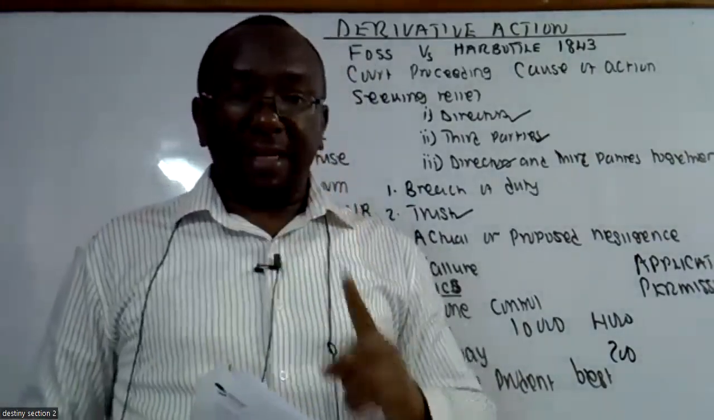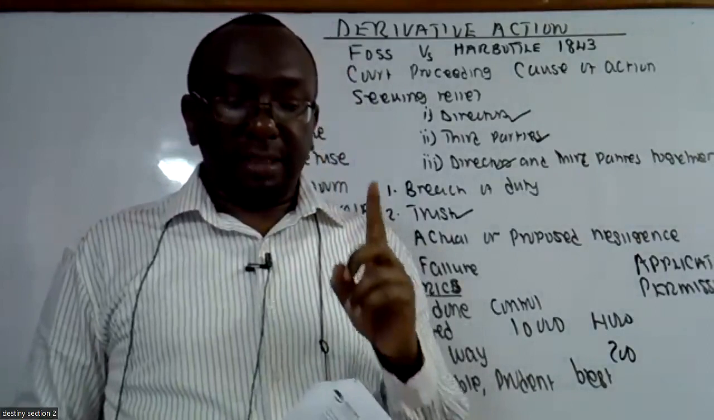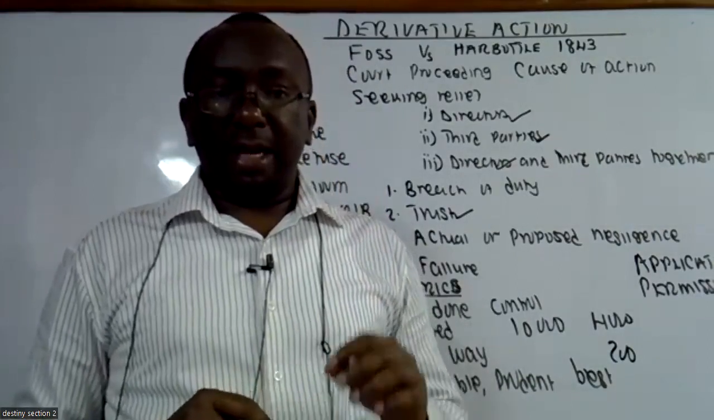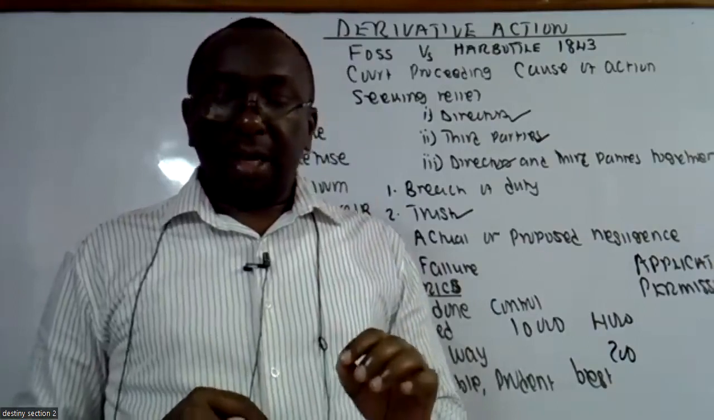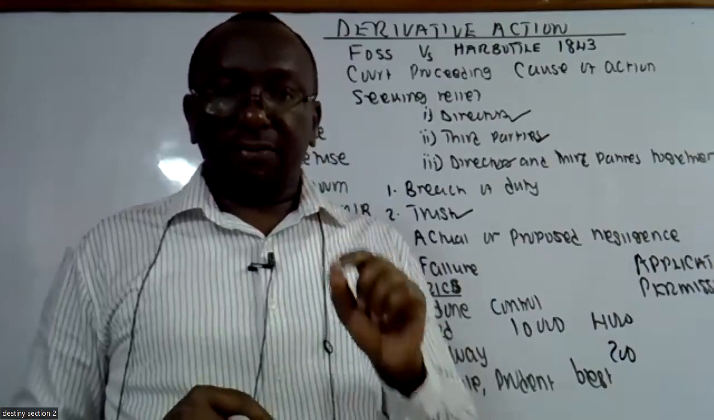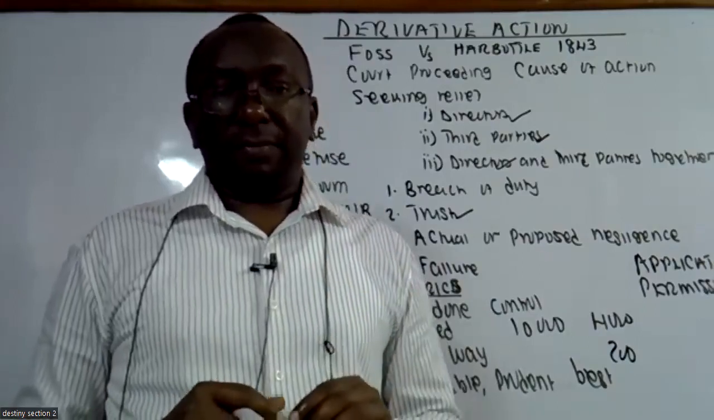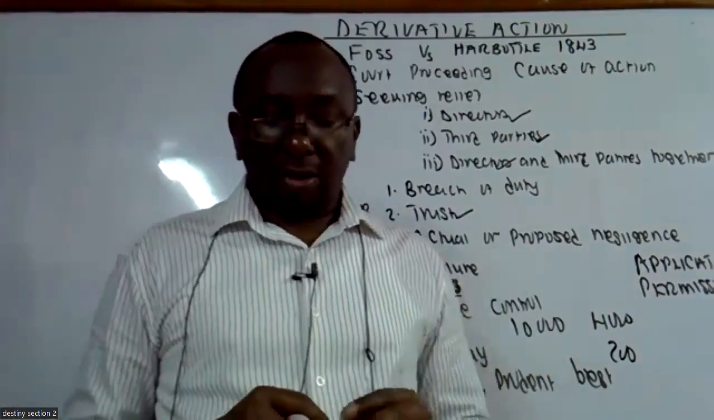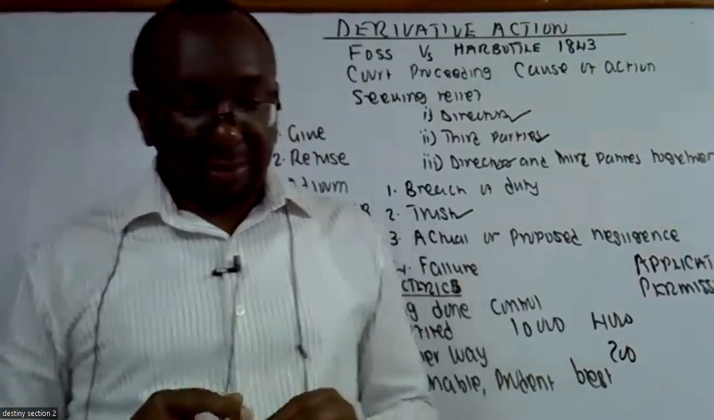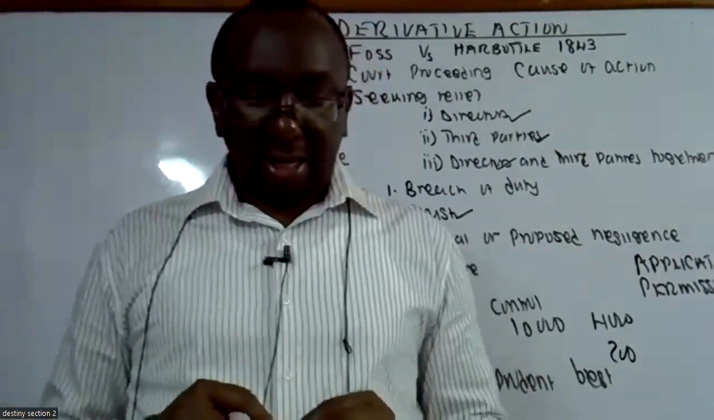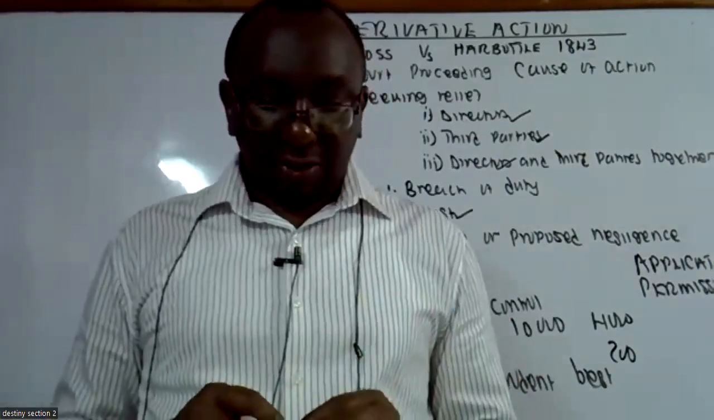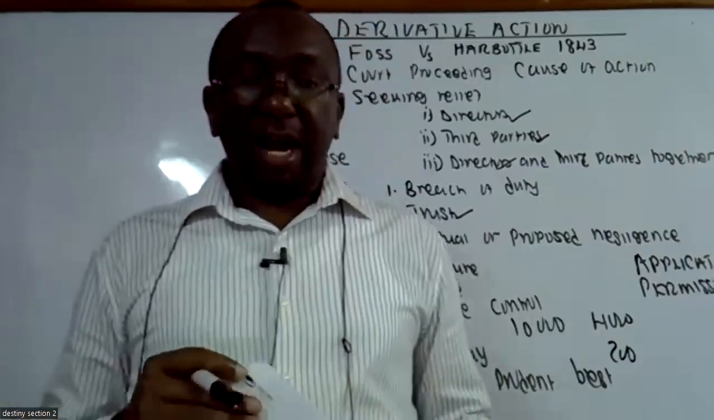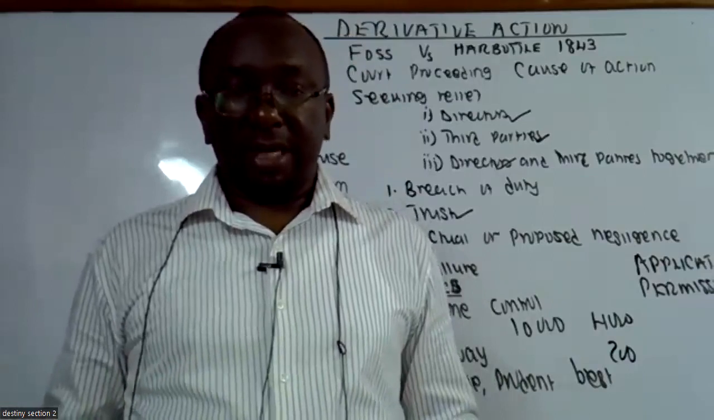We already have defined that. And we said, it is a court proceeding that is instituted by a member of a company on behalf of the company. So that's what we call a derivative action. So we have said it's a proceeding by a member of the company in respect of a cause of action vested in the company seeking relief on behalf of the company. So that is the definition.